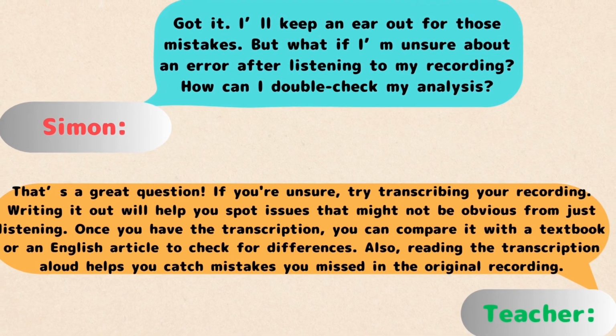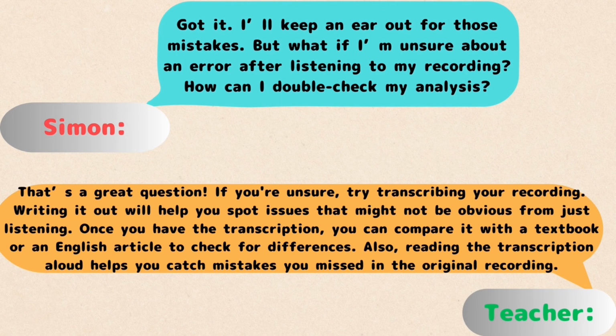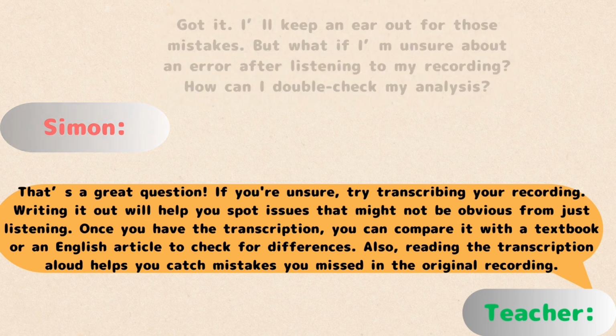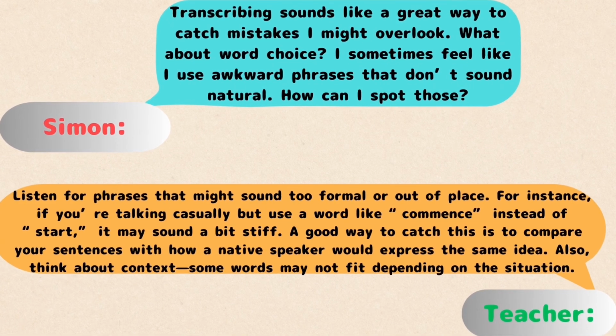But what if I'm unsure about an error after listening to my recording? How can I double-check my analysis? That's a great question. If you're unsure, try transcribing your recording. Writing it out will help you spot issues that might not be obvious from just listening. Once you have the transcription, you can compare it with a textbook or an English article to check for differences. Also, reading the transcription aloud helps you catch mistakes you missed in the original recording. Transcribing sounds like a great way to catch mistakes I might overlook.